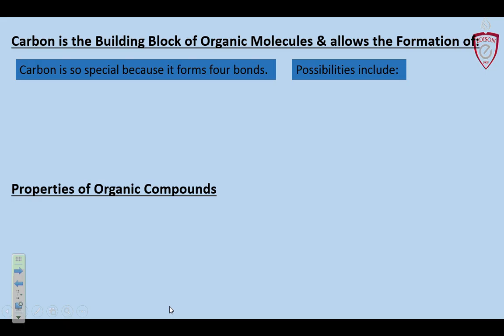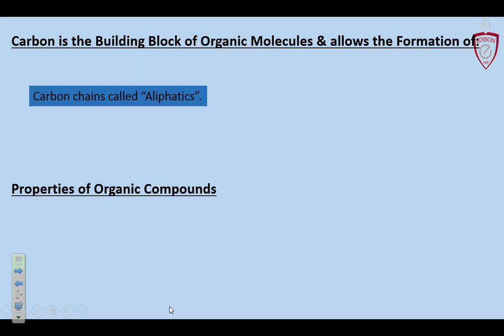Some possibilities for the way these form are called chains. They can make long chains, starting at 1 carbon and ending at 1 billion carbons. It's a straight chain all the way through. We call that aliphatic. If we take that chain and loop it around on itself, we can make a ring. That's called an aromatic. We're not going to focus so much on rings because they seem to be rare on our tests and exams, but it can be done.